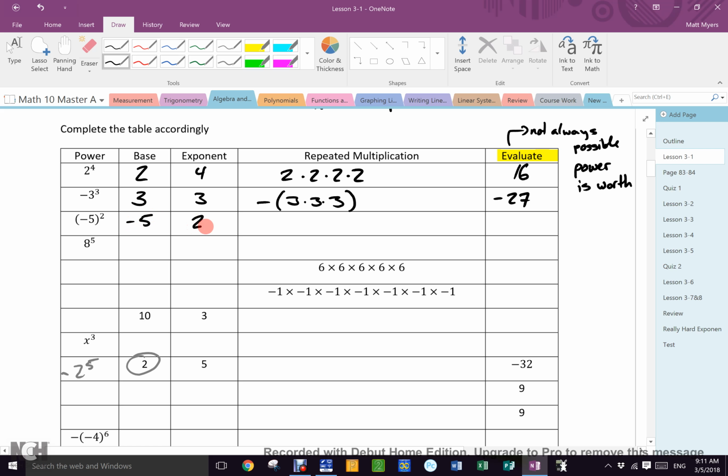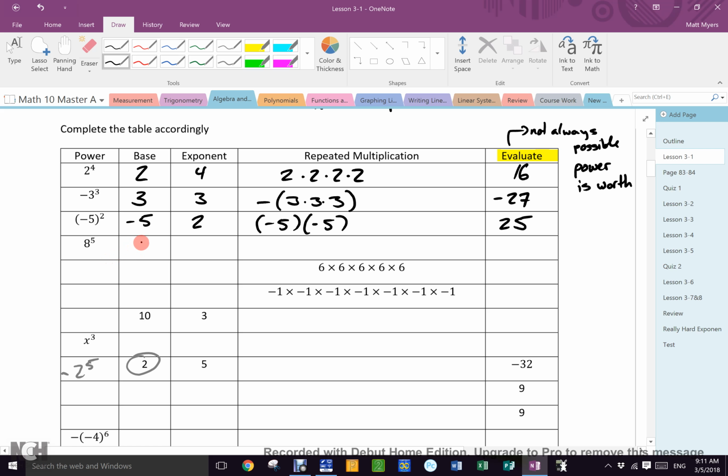What's the base in the third one? Negative 5. The exponent is 2. So what is it really? Negative 5 times negative 5, which is? No. Negative times a negative. Positive 25. Yeah? Yeah.